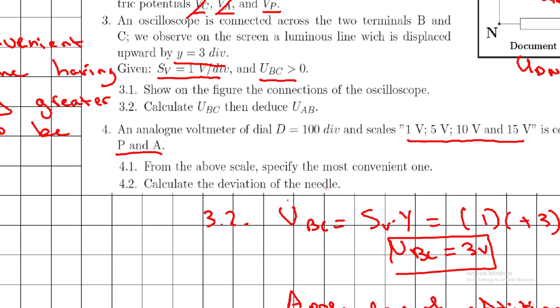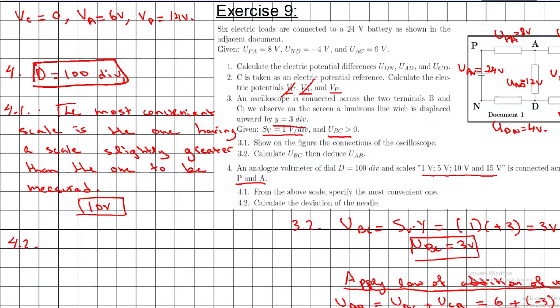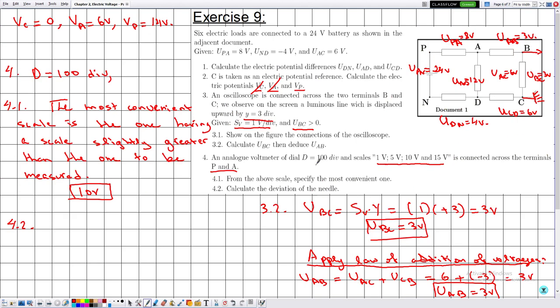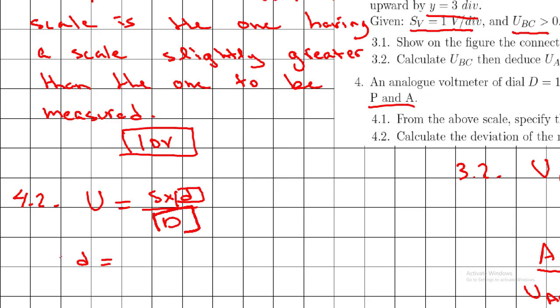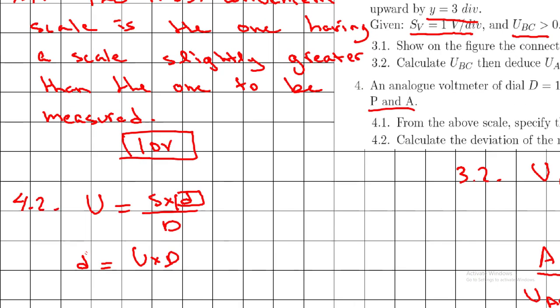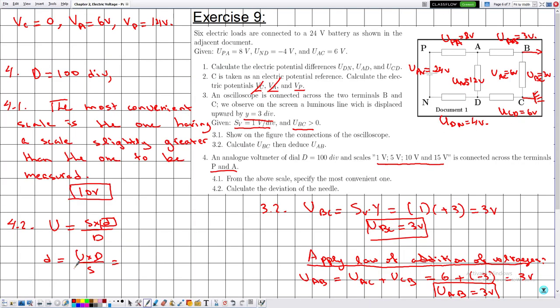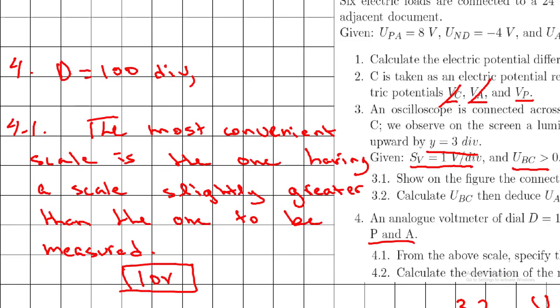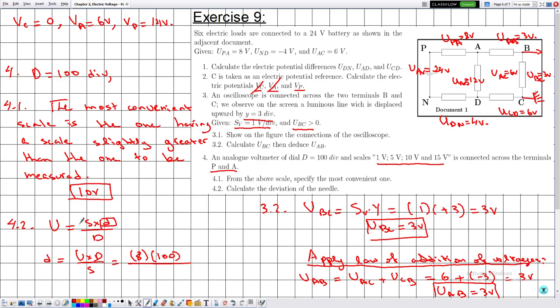Now in 4.2 they are telling me to calculate the deviation of the needle, D. The scale and the voltage to be measured, which is 8, are related via the formula U is equal to S multiplied by D divided by capital D, knowing that we are interested in determining the deviation of the needle, which is D. Dragging capital D to the other side, it will be multiplied by U. Dragging S to the other side, it will be divided by U. Why is U 8 volts? Because we are measuring the voltage across P and A. So it's 8 multiplied by capital D, which is 100, divided by the scale that we have chosen, which is 10. Plugging this fraction on the calculator, the deviation of the needle is 80. Since everything is expressed in the SI, small d will be in divisions. Then the deviation of the needle is D equal to 80 divisions.